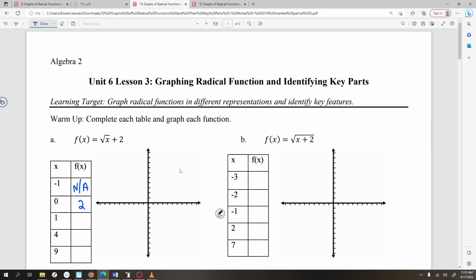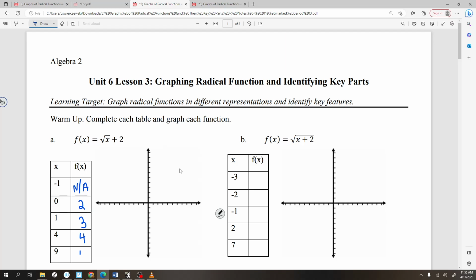But again, we're going to pretend like imaginary numbers don't exist, which they kind of do exist, but they're made up. So what's the square root of 1? 1. What's 1 plus 2? 3. What's the square root of 4? What's 2 plus 2? What's the square root of 9?